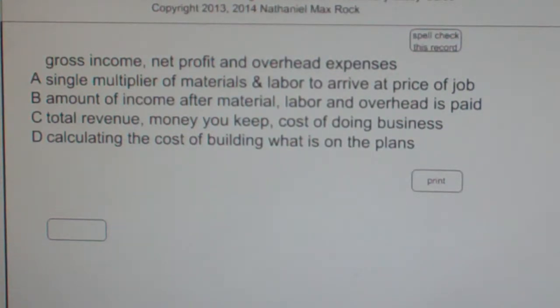Well, the best answer choice in this case from what we've been given for gross income, net profit, and overhead expenses is total revenue, money you keep, and the cost of doing business.